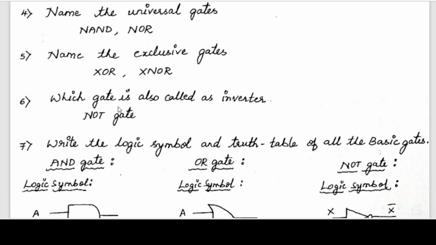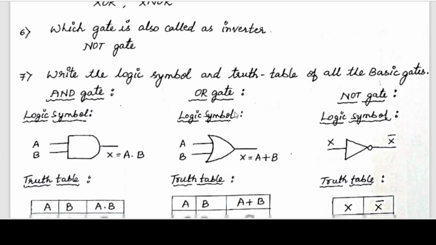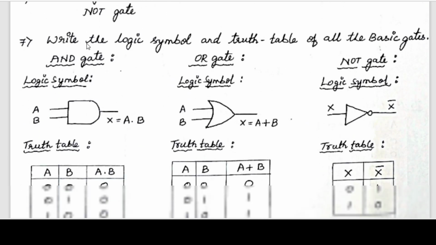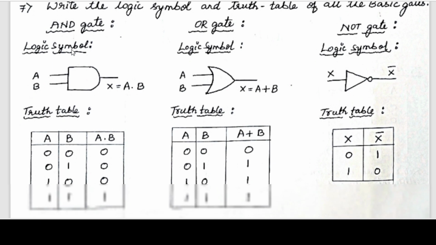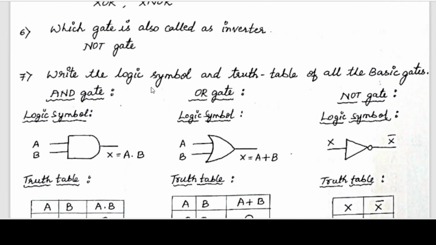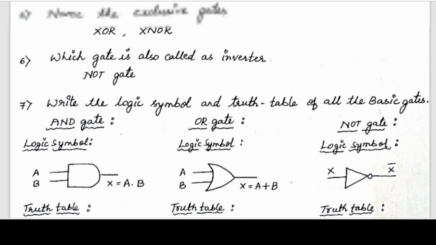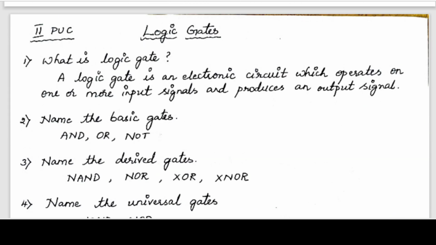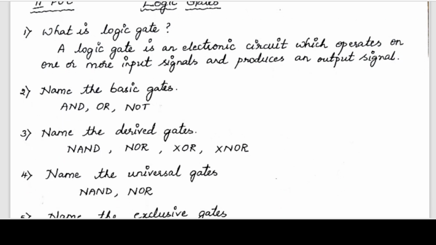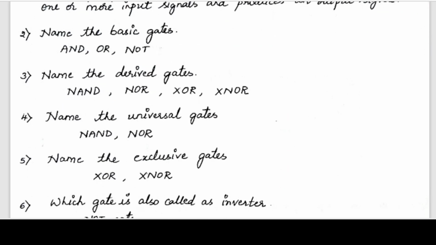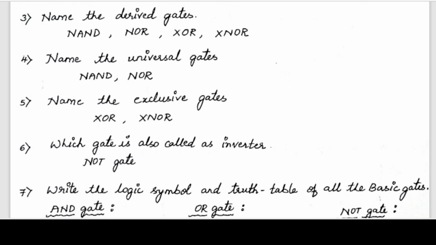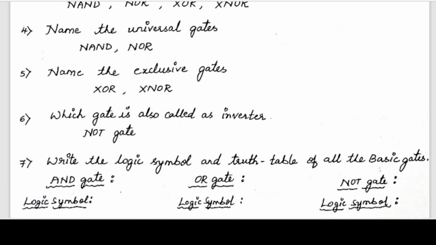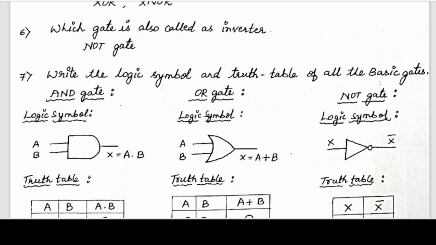Exclusive gates, XOR, XNOR, then the gate which is also called an inverter, which is the NOT gate, like this. That will be for your MCQs. So for 3 marks, you will get a question like write the logic symbol and truth table of all the basic gates. Till question number 6, it is for MCQ. They will give the logic gate definition and you need to identify it. Then basic gates, derived gates, universal gates, exclusive gates, and which gate is also called an inverter. Till 6 it is for MCQ.